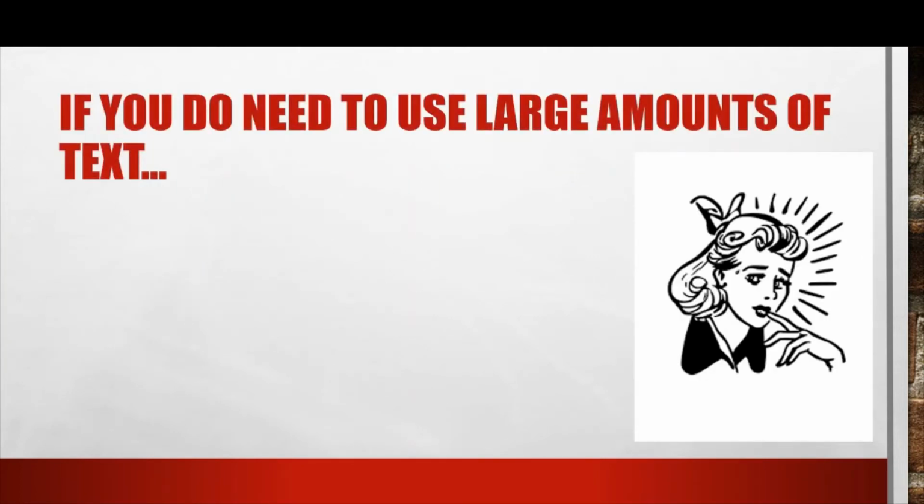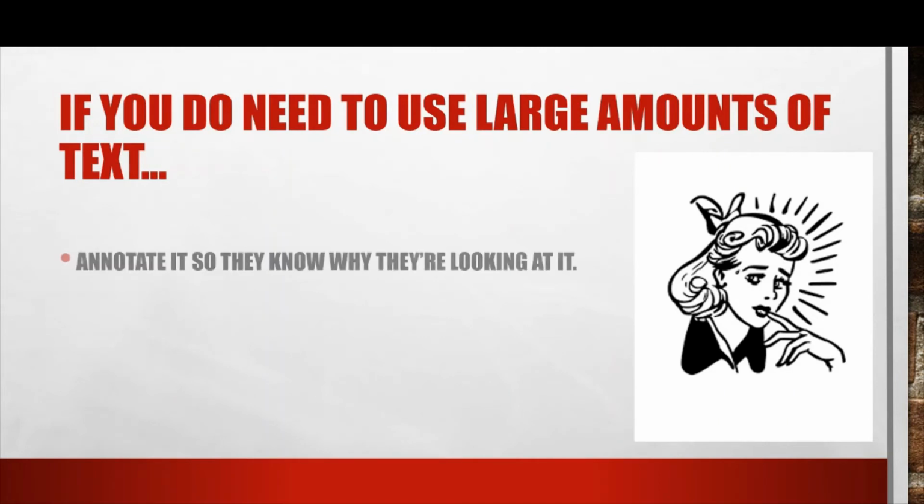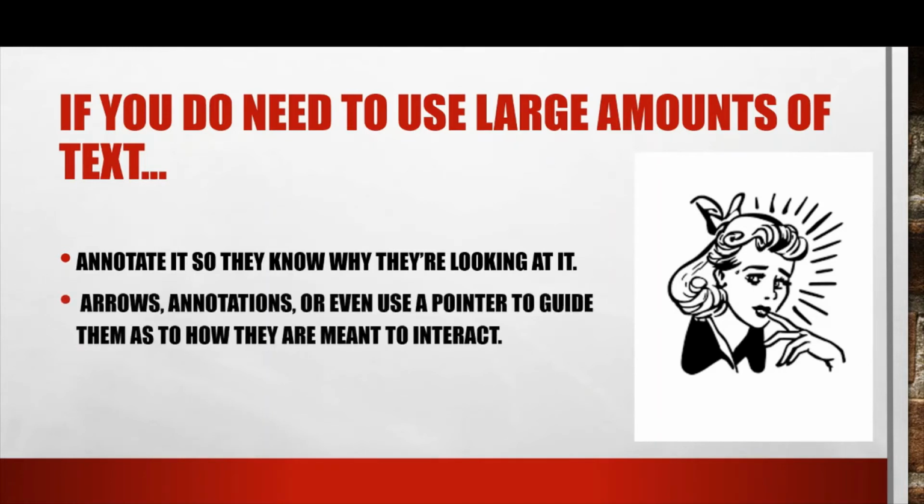If you do need to use large amounts of text for a specific reason, annotate it so they know what they're looking at. That just means make notes on it. Arrows, annotations, or even use a pointer, like a little laser pointer, to guide them as to how they're meant to interact with it so that they know why it's there. What are the words or the graphs or the points or the statistics? What about it is important, and let them know what they're supposed to think about it. You know why it's there, but they don't. So if you've put a large amount of information up there, it's on you to make it clear why it's there.